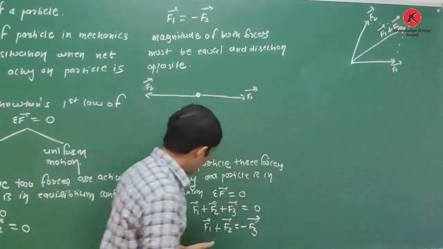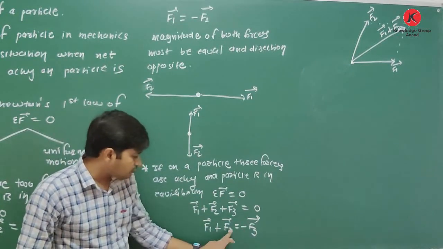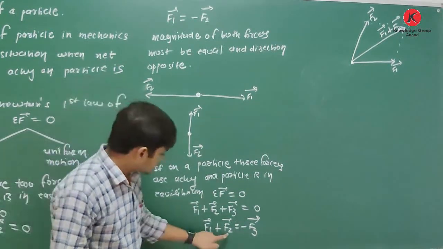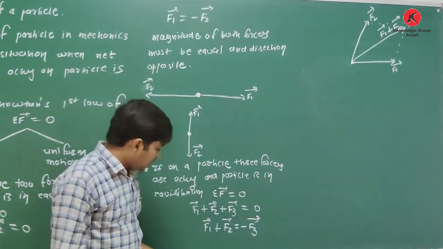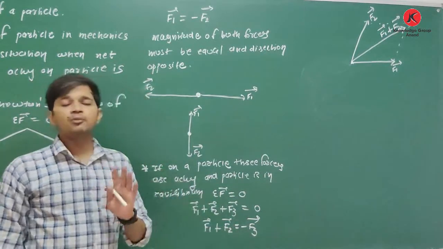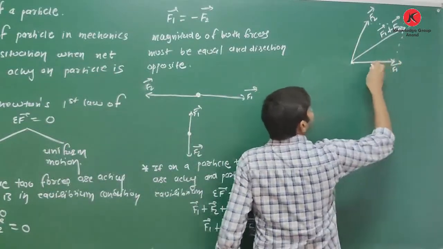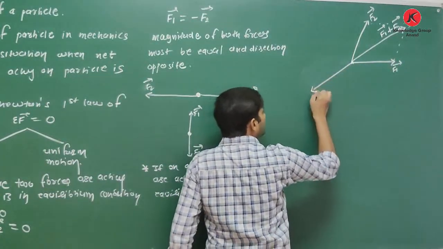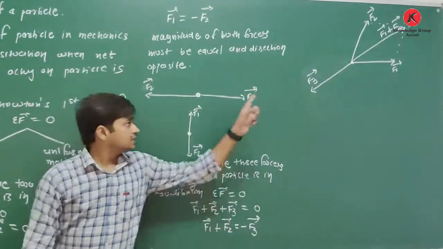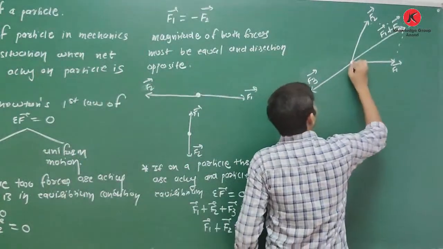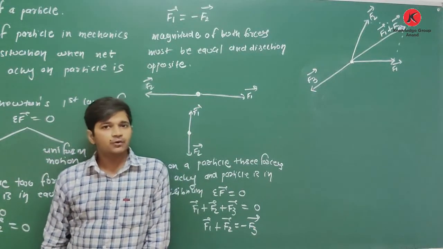Clear about this? Then what is the meaning of this equation? See, F1 plus F2 is equal to minus F3. It means the magnitude of F1 plus F2 must be equal to the magnitude of F3, and the direction of F1 plus F2 must be opposite to the direction of F3. So yes, if it is F1, it is F2, the resultant is F1 plus F2, then F3 must be in this direction. Then this particle will be in equilibrium. Clear about this?